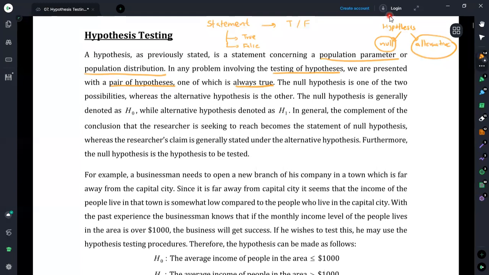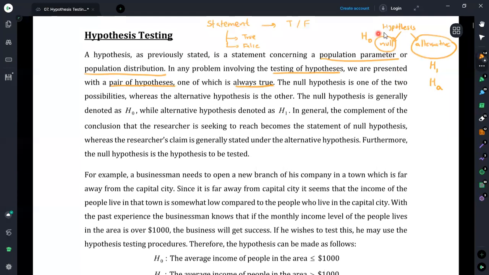The null hypothesis is generally denoted as H naught and the alternative hypothesis is generally denoted as H1, or else, to denote it as alternative, HA. Here the subscript is 1 or 0; instead of 1, sometimes we use A. Therefore, the notation H1 or HA is for the alternative hypothesis, but H naught is the notation for the null hypothesis.